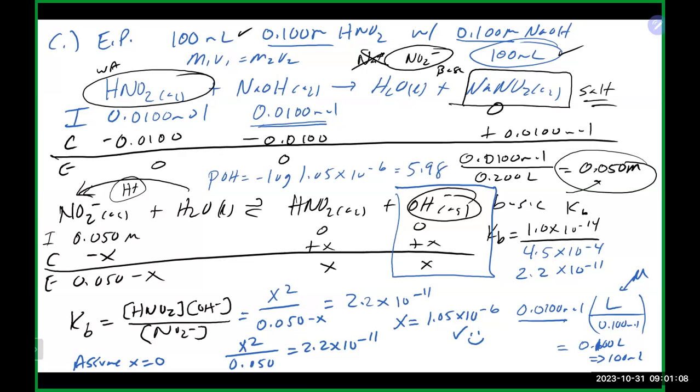Once again, if for some reason you thought that was the pH, it should not make sense to you, right? Because it should be basic at this point, right? So we're going to subtract that from 14. And if we do that, our pH will be 14 minus 5.98. Going to clock us in at a pH of 8.02, which is basic and what we would expect.